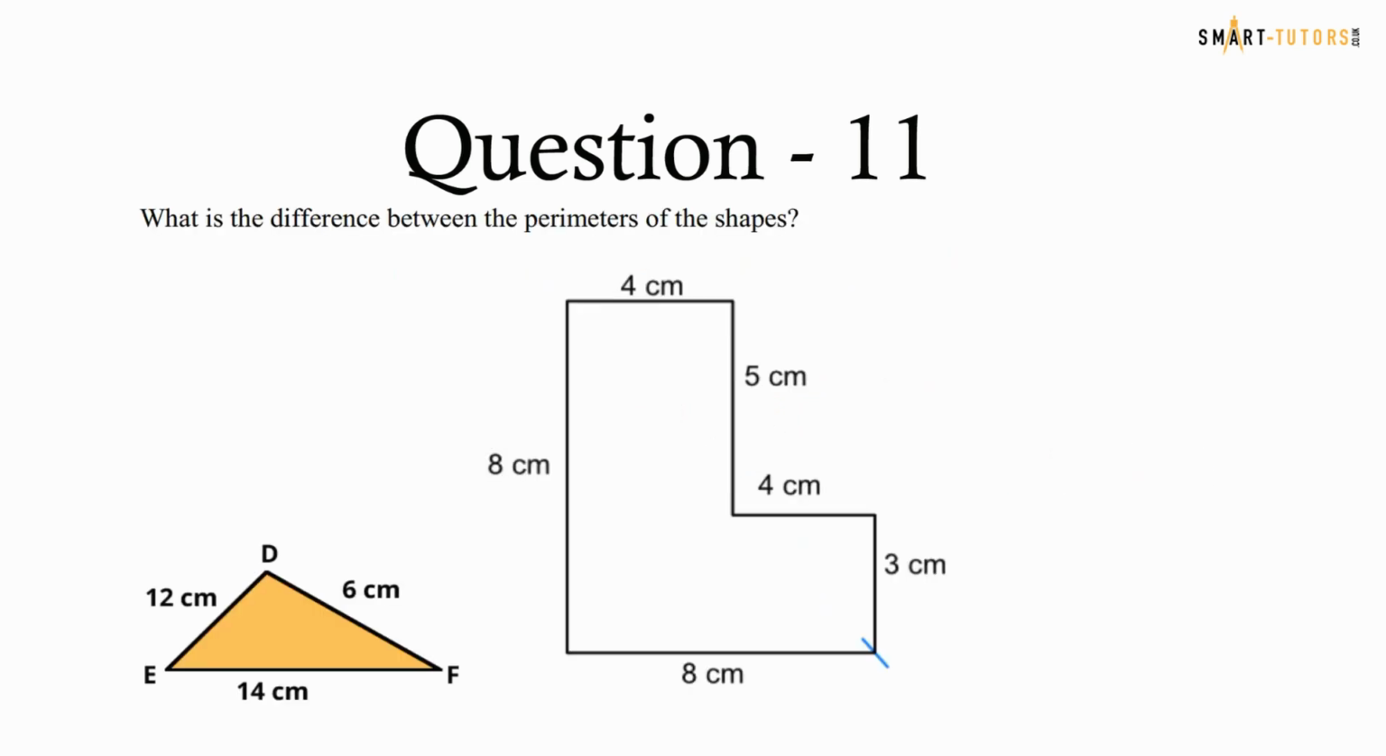Question number 11. What is the difference between the perimeter of this shape? Perimeter is just to start from one point and you need to add all the sides around that shape. So 6 plus 12 is 18. 18 plus 14 is 32. So the perimeter of this one is 32 centimeter. And if you start from this shape, 3 plus 4 is 7. 7 plus 5 is 12. 16, 24, again 32 centimeter. So they're asking what is the difference, meaning 32 take away 32 is 0. So the answer is 0.